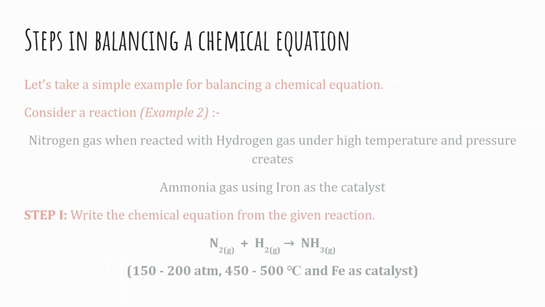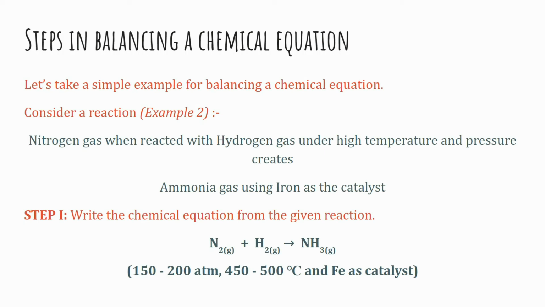Now again, by taking one example, I will make you understand what balancing of a chemical equation is. Nitrogen gas, when reacted with hydrogen gas under high temperature and pressure, creates ammonia gas using iron as the catalyst. Now here step 1 is to write the chemical equation as it is. Here there are certain physical conditions, take a note of this: 150 to 200 atm, 450 to 500 degrees Celsius and Fe as catalyst.